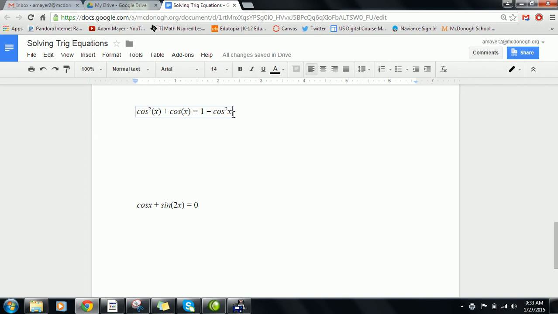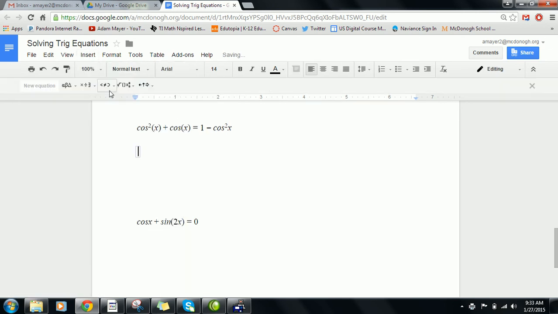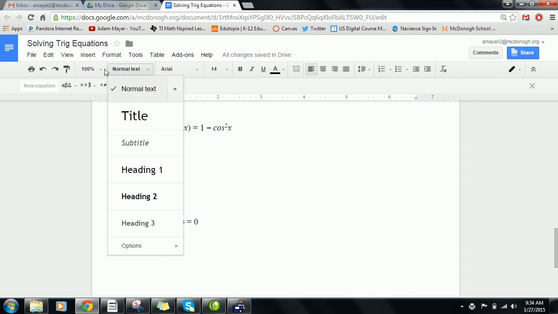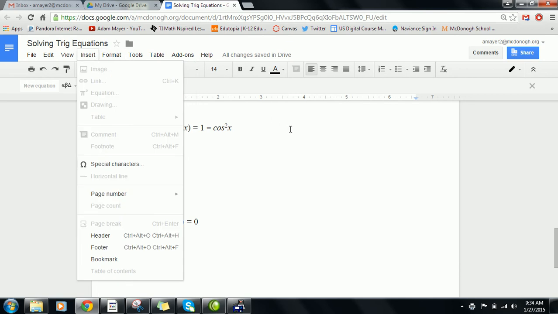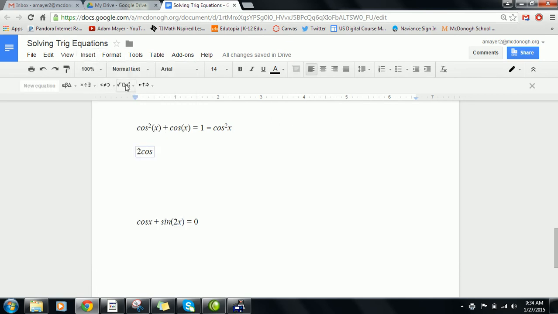Right, so now I'm going to set it all equal to 0 and hope it factors, right? So in order to do so, I'm going to add cosine squared to both sides. So that ends up giving me 2 cosine squared x on the right, and then plus cosine of x. And then I'm going to subtract that 1 and set it equal to 0. Right? And now I'm in factor mode. I'm going to try to factor.